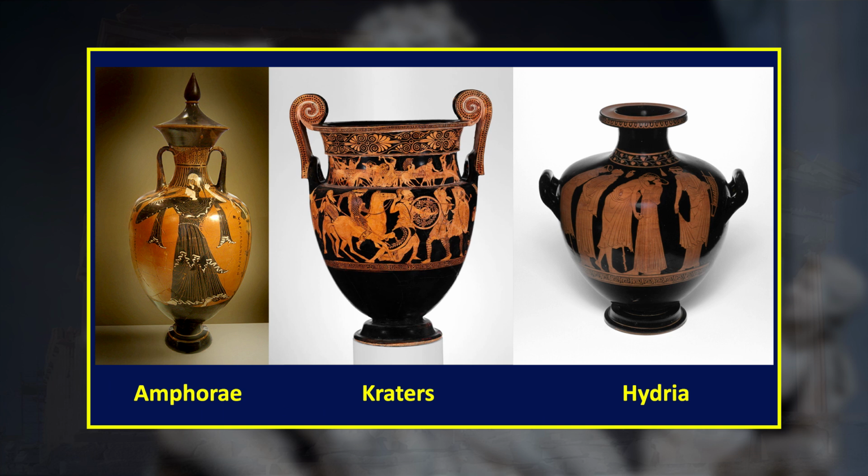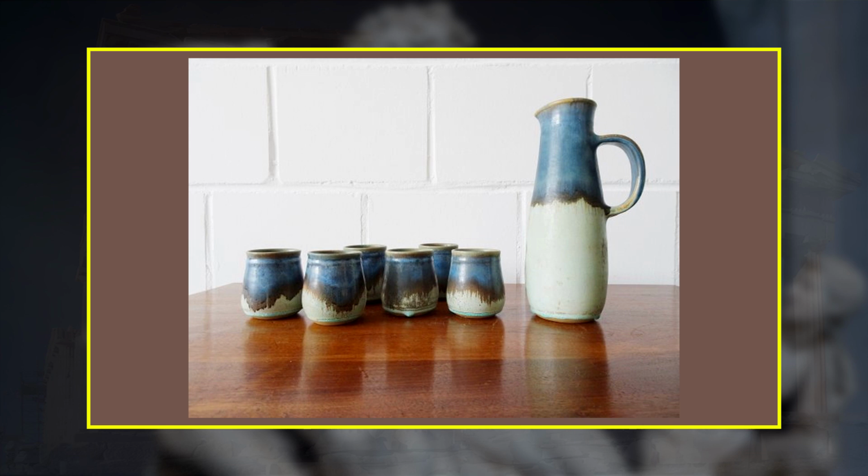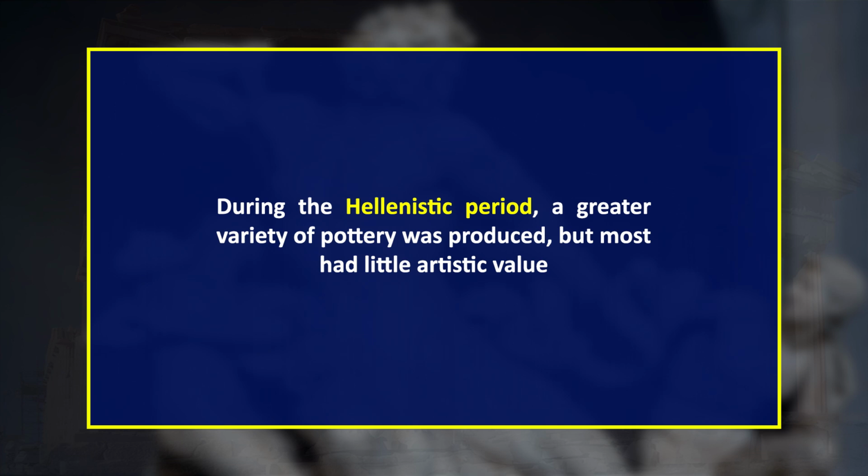Amphorae, craters, which are the bowls for mixing wine and water, then hydria, which are the water jugs, libation bowls, jugs and cups are most of the surviving specimens of Greek pottery. Additionally, painted funerary urns were discovered during excavations. Large quantities of miniatures were also made, mostly for use as temple offerings. During the Hellenistic period, a greater variety of pottery was produced, but most had little artistic value.